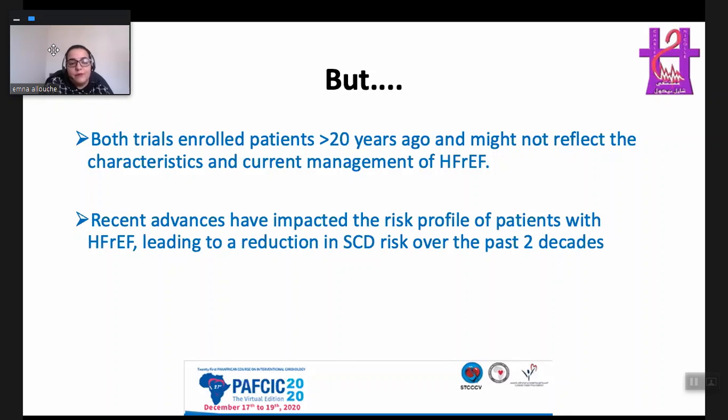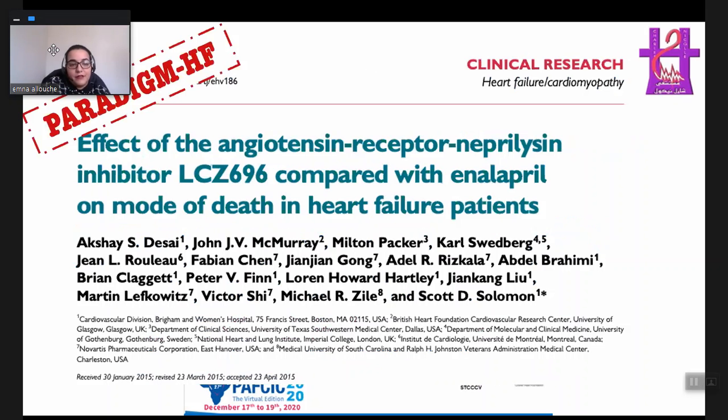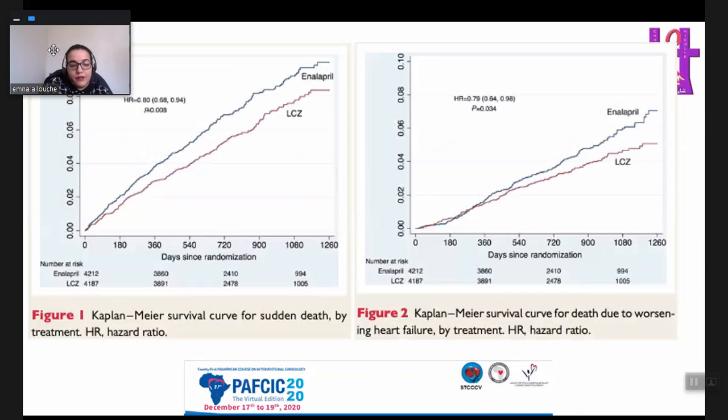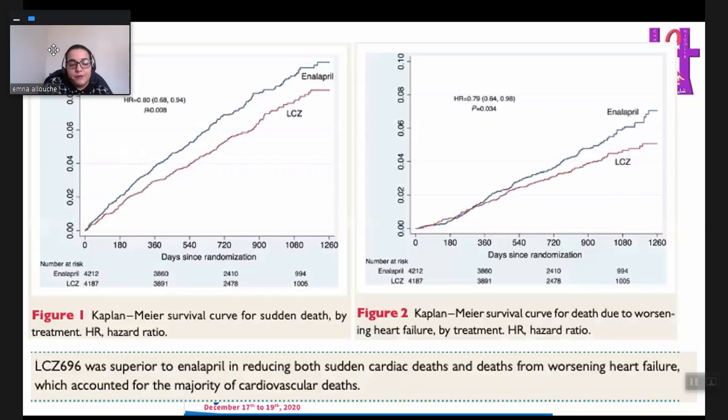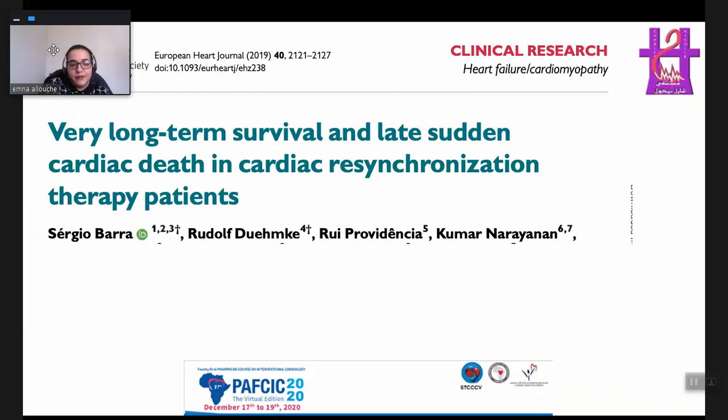But both trials enrolled patients more than 20 years ago and may not reflect the characteristics and the current management of heart failure with reduced ejection fraction. Recent advances have impacted the risk profile of these patients, leading to a reduction of sudden cardiac death risk over the past 2 decades. The PARADIGM-HF trial concluded that ARNI was superior to enalapril in reducing both sudden cardiac death and death from worsening heart failure.